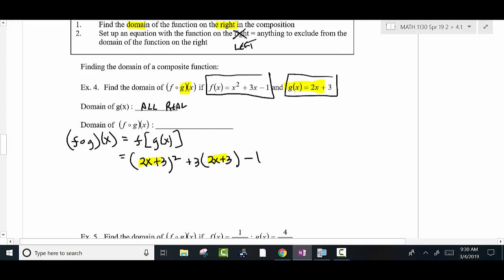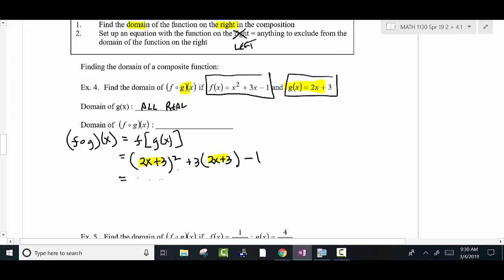Now, if you can tell me what the domain is, you don't even have to finish it up. Is there anything that x couldn't be in this composition? No. You can double any number. And you could go through and do that. Now, I'm going to go ahead and multiply it out, but you don't have to.